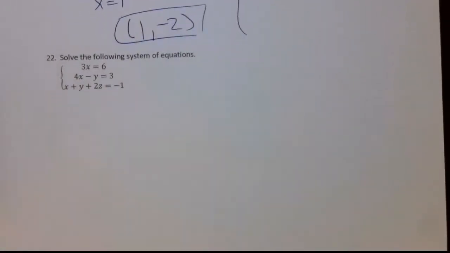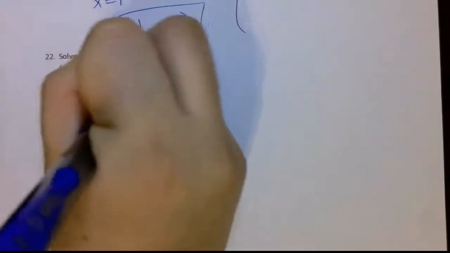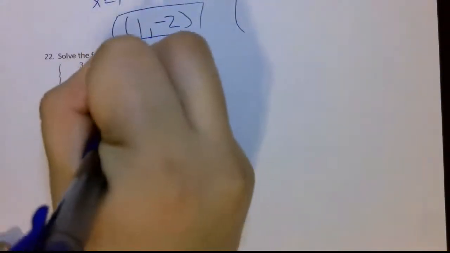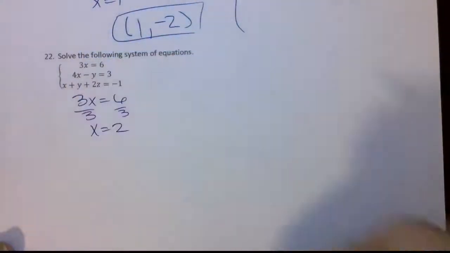Number 22 wants me to solve the following system of equations. It's in 3 variables, but lucky for me, my first equation is in 1 variable only. So I'm going to go ahead and start by solving that one. I have 3x equals 6. I'm going to divide both sides by 3. I get x equals 2.